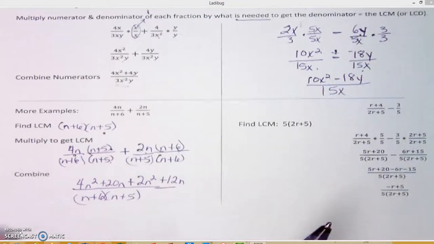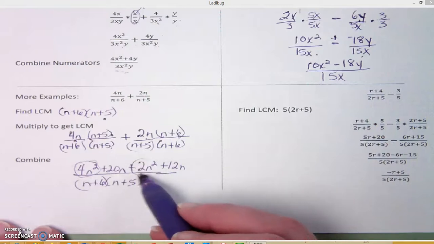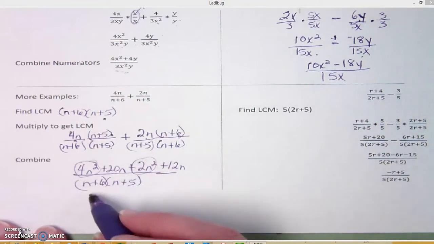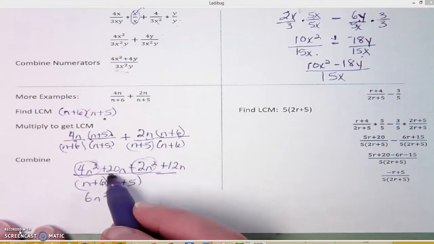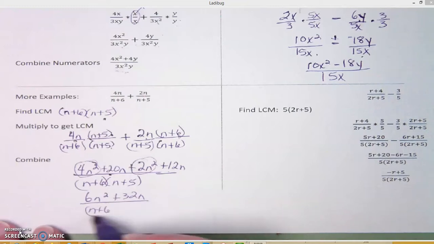So now I can combine like terms. I have an n squared here, and an n squared here. 4n squared plus 2n squared gives me 6n squared. And then I have a 20n and a 12n, and that gives me 32n over n plus 6 times n plus 5.